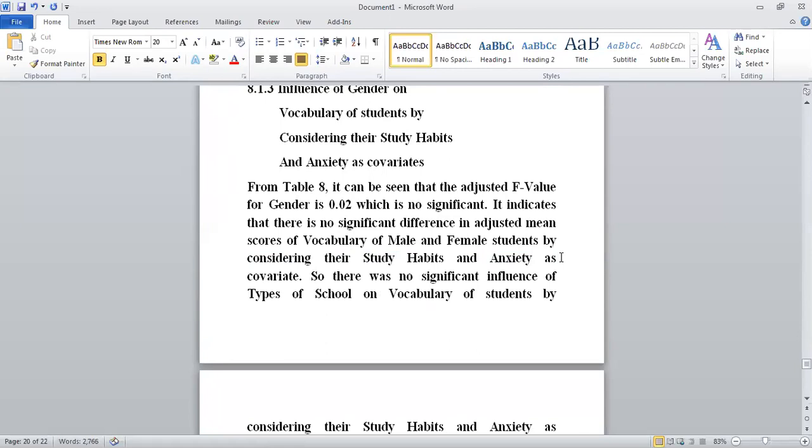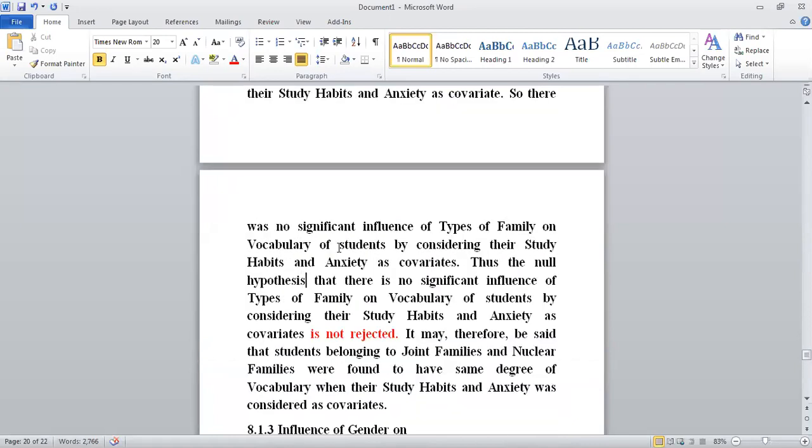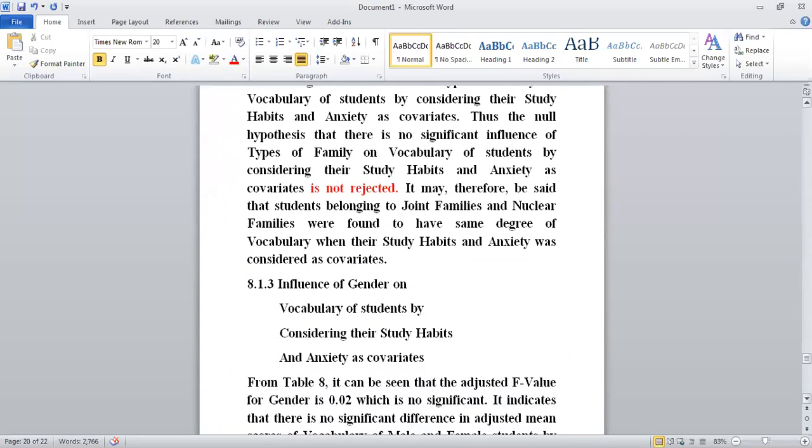Male and female students by considering their study habits and anxiety as covariates. Please write covariates, because I have written here covariates. Here I did not. Anyway, I have written. Okay.